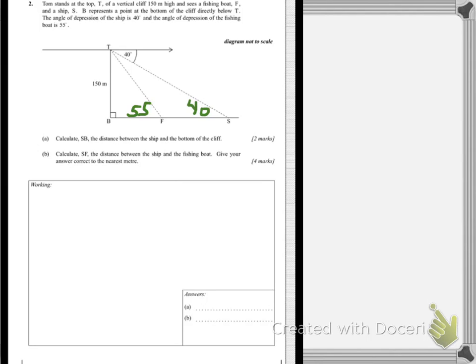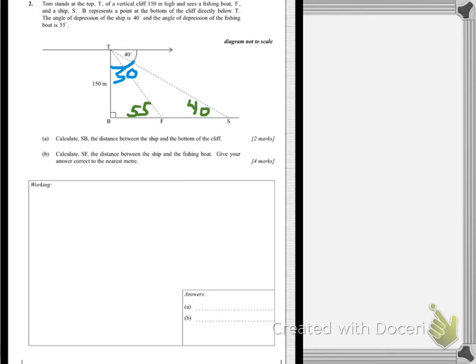All right, and so we need to know the measure of this angle right here. And if this is 40, this has to be 50. And because I have a right triangle, I can use my sine, cosine, and tangent.